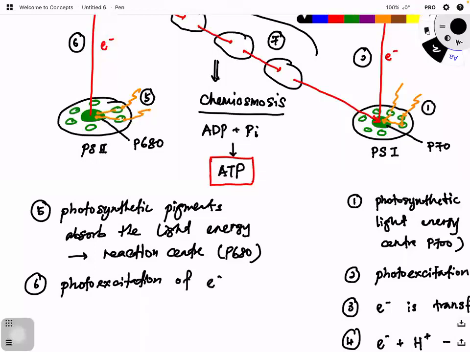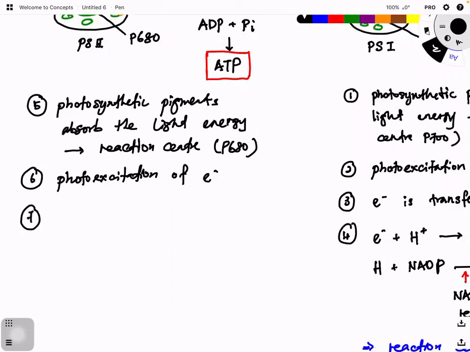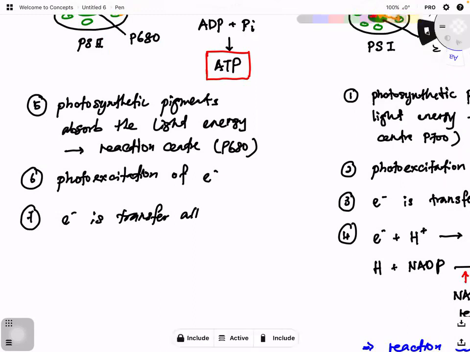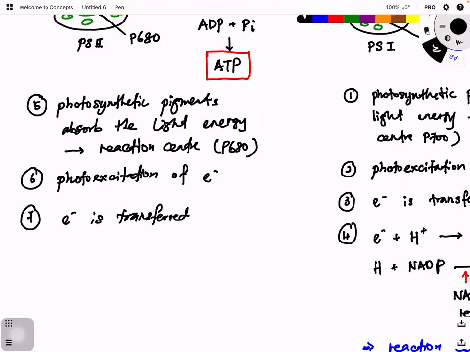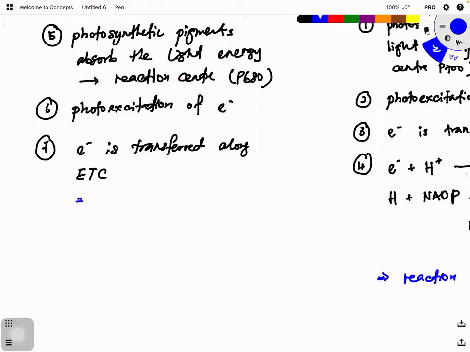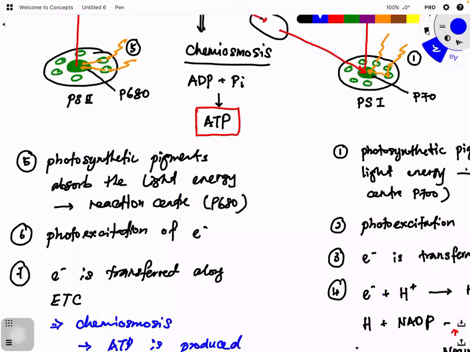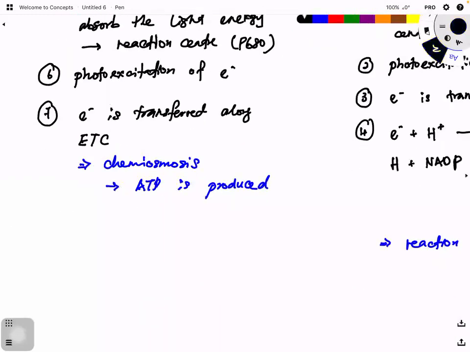So next, this electron is transferred along the ETC, and in this very important process, chemiosmosis takes place. I will explain in detail where ATP is produced. Are you clear? And finally, these electrons are accepted by P700 at photosystem 1. Clear?